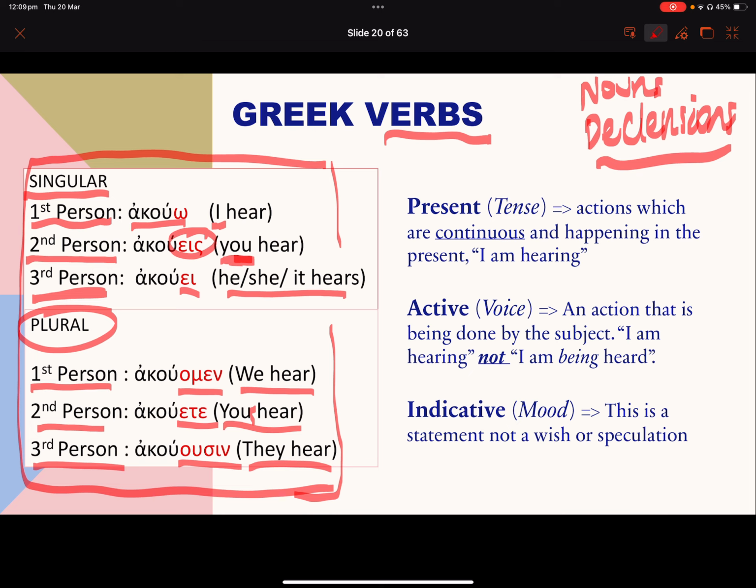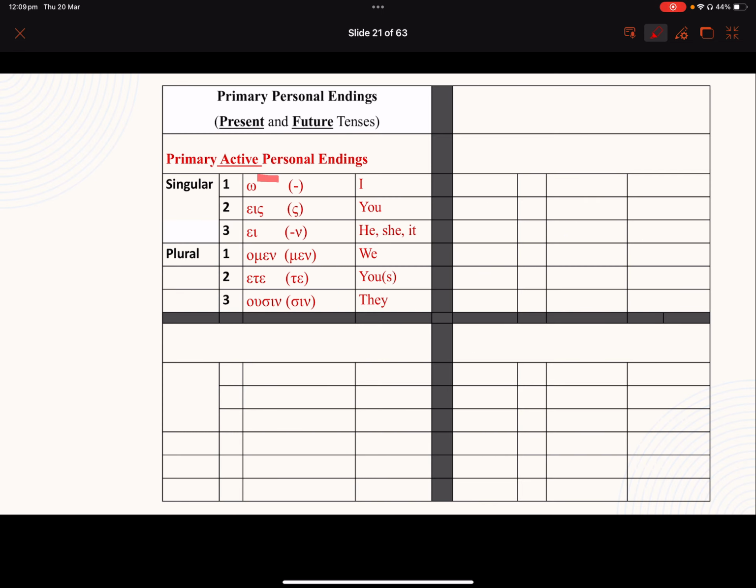The fancy word for that is that the verb is inflected. The ending changes. So we've got akuo, akuase, akue, akuamen, akuete, and akuusen. And so if you took the time to memorize these endings here, o, ace, a, omen, ete, usen, then you could apply these endings to any verb that you learn.